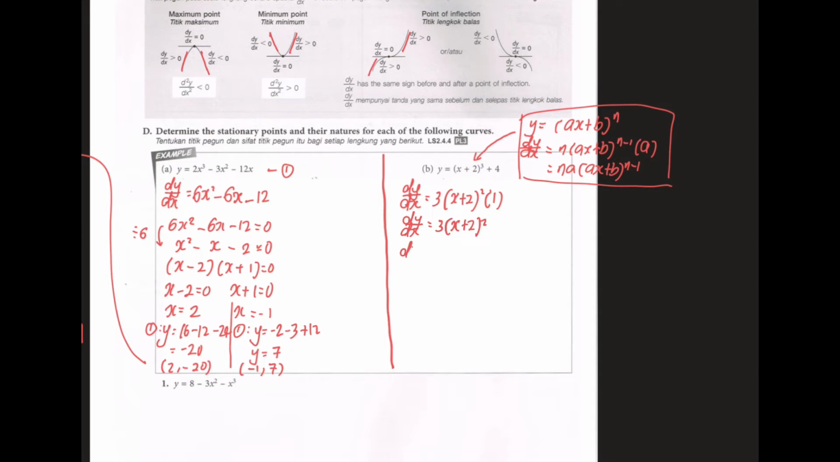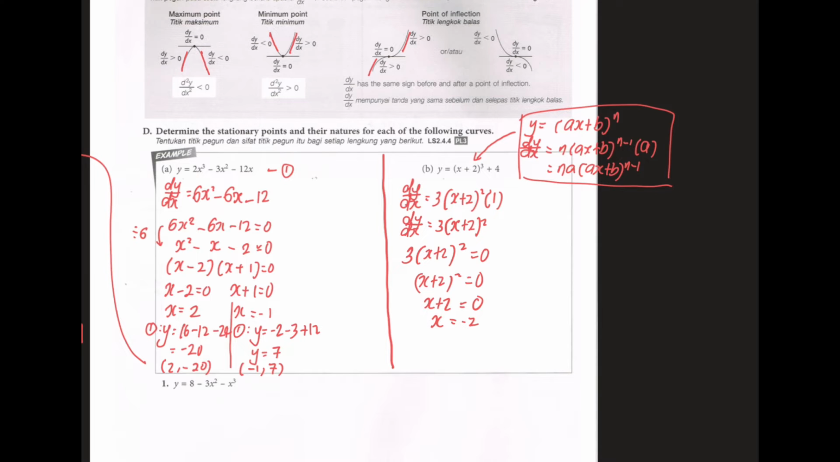And then we let dy/dx equal to 0. Okay, I let dy/dx equal to 0 straight away. 3(x plus 2) squared equal to 0. Divide by 3. Bring the power 2 over, becomes square root. Square root of 0 is still 0. So x equal to minus 2. So we get the x value, only one value.